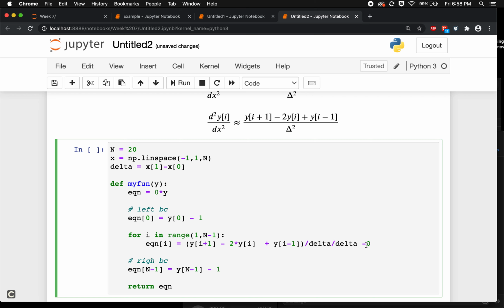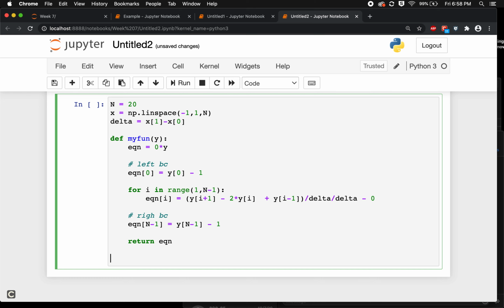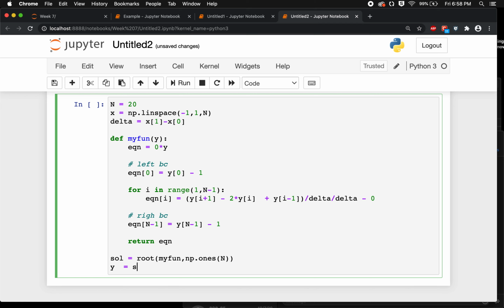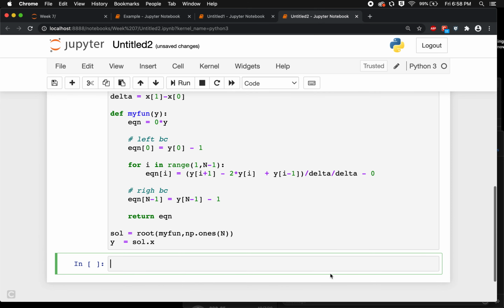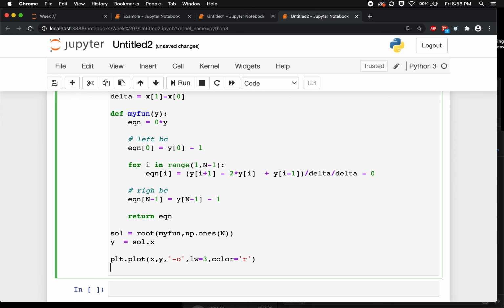Right, we don't actually need to put the 0 here, but I'm going to keep it there for when we change our equations. Then the rest of it is we're just guessing the value of y. So we're going to say sol is equal to root of my fun. And then we're just going to have a guess, and I'm just going to guess the value 1. And then we're going to say y is equal to sol.x. And let's make sure this runs. And then we can do plt.plot of x comma y, with dashes like that, line width of 3, color equal to red, and then plt.show.